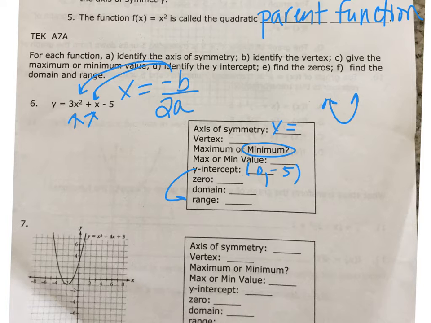Okay, and then the y-intercept, oh, sorry, not the y-intercept. Hang on, where's my eraser? The maximum or minimum value gets you your range, and the domain, since these are not pieces of quadratic functions applied to a real life situation, they are just functions, the domain is going to be all real numbers.